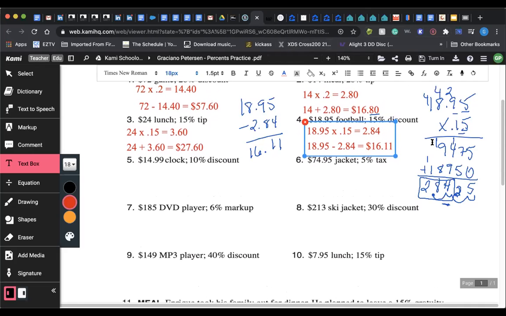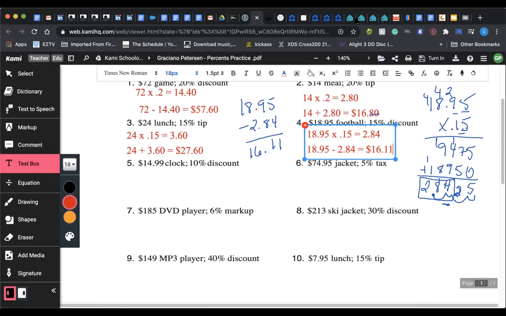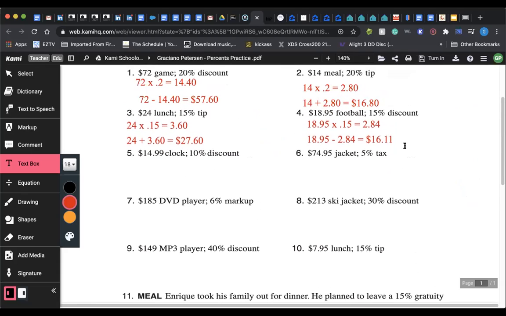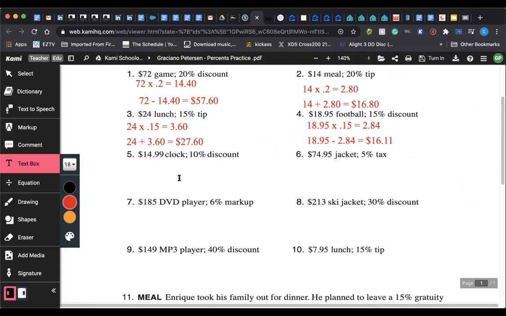Let's try 5 and 6. And we're gonna switch it up. All right, so number 5, I have a $14.99 clock, and it's a 10% discount. What do I do when I have 10%? Change that to 0.1. I could do that, right? Yes. But is there an easier way?